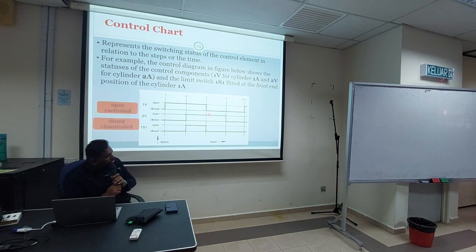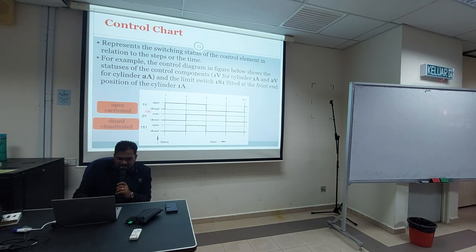Okay, then we have a control chart. So control chart sama macam function diagram and all the other diagram. So yang ni dia cuma ada activated ataupun inactivated. So yang ni mostly for the cylinder or the sensors. So 1V, so adalah first valve, second valve, switch 1. So nama ni nama yang you letak lah. So if A lah. So jangan follow yang ni.